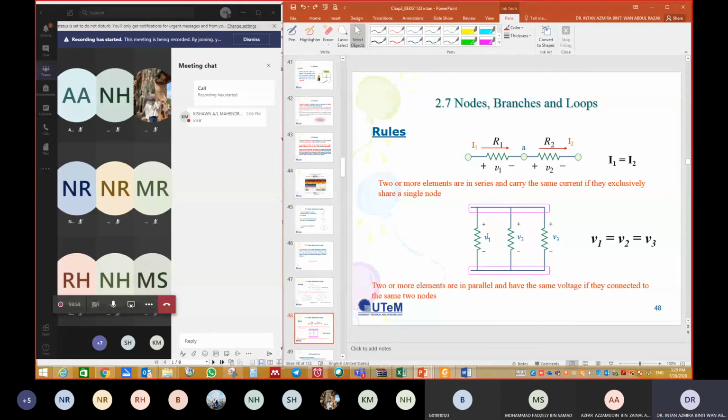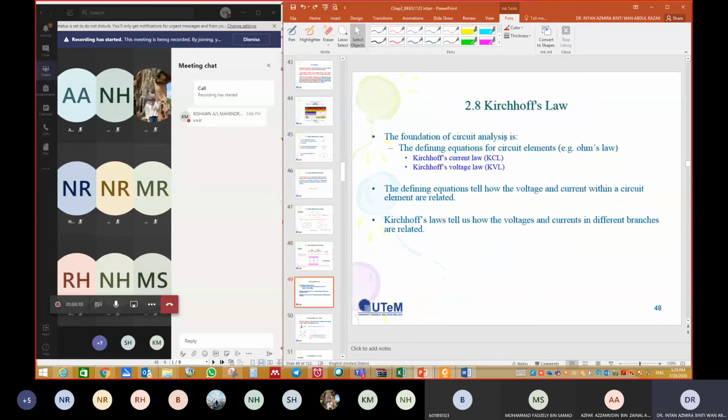For a parallel circuit, we have the same voltage, so V1 equals V2 and V3 because of the parallel circuit. This is a series circuit, so I1 is equal to I2. Only one current flows here. I1 equals I2. Okay, we have KCL, KVL. It is Kirchoff's law. We have 2 types of Kirchoff law: Kirchoff current law and Kirchoff voltage law.